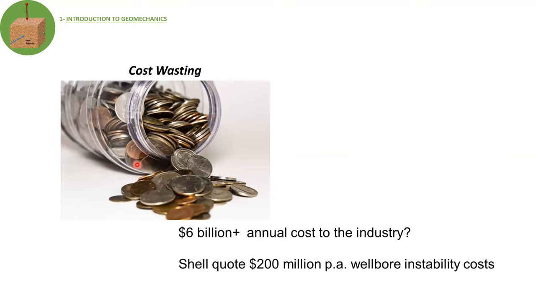What is the main issue of geomechanics related to the business of the oil and gas industry? Cost wasting. There is a $6 billion annual cost to the industry related to problems arising from drilling, production, and well completion. These problems are mainly related to geomechanics, the rock mechanics, how we can deal with the rock beneath the earth. Also, Shell cites a $2 million to $100 million well cost in wellbore instability cost. This is a huge number for a big company like Shell.